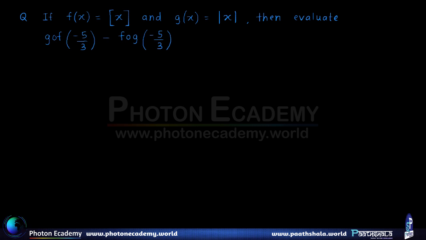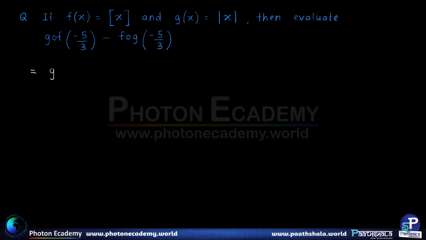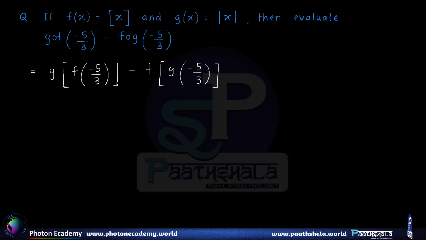If f of x is given as, now this bracket x means it's the greatest integer function, and g of x is the modulus function, that is mod x, then evaluate the value of g of f of minus 5 by 3 minus f of g of minus 5 by 3. So this basically means g of f of minus 5 by 3 minus f of g of minus 5 by 3, correct? So we have to now think and substitute the corresponding values. So that is g of.